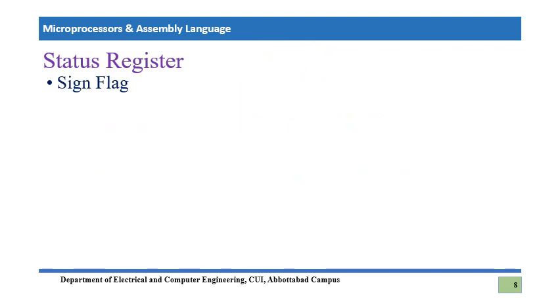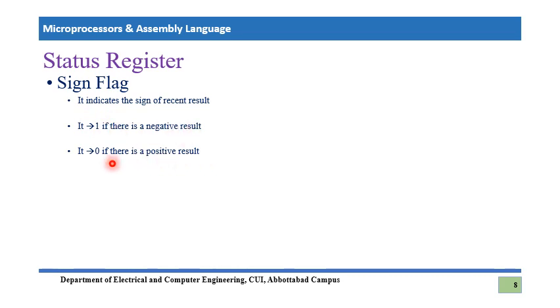So let's discuss another bit of the status register, which is the sign flag, and it is also an important flag, used for indicating the sign of the result. It indicates the sign of the most recent result. Whatever the evaluated result is, this flag enables the microprocessor to understand what the sign of that result is. As its name suggests, it indicates only the sign. So if the result is negative, it becomes equal to 1, and if the result is positive, it becomes equal to 0.